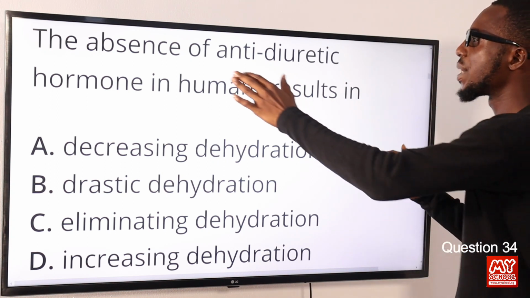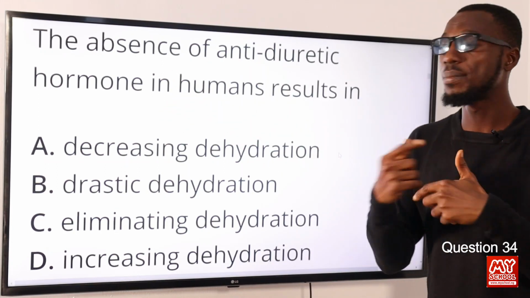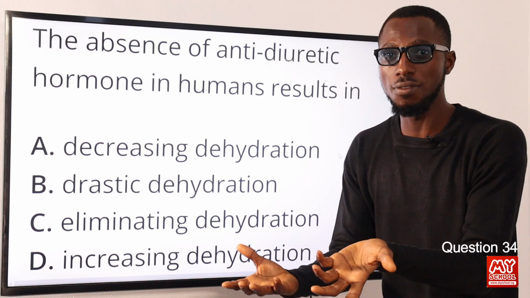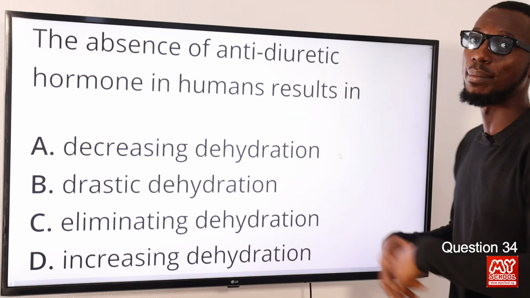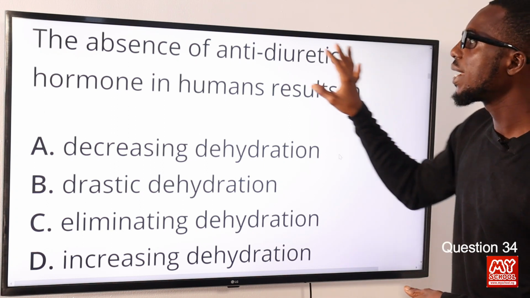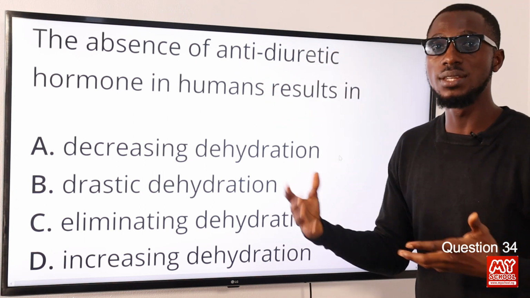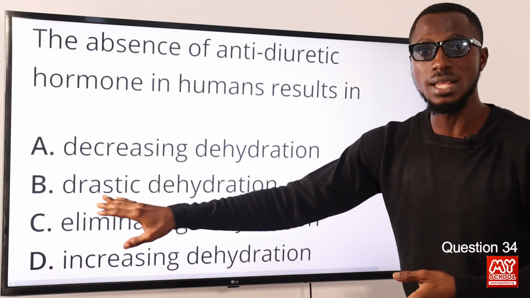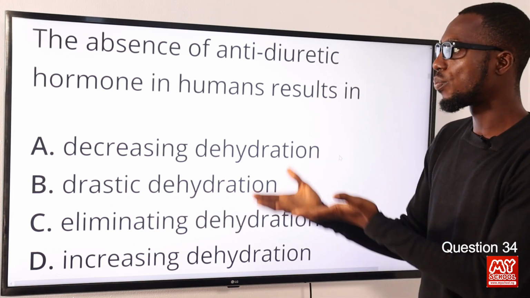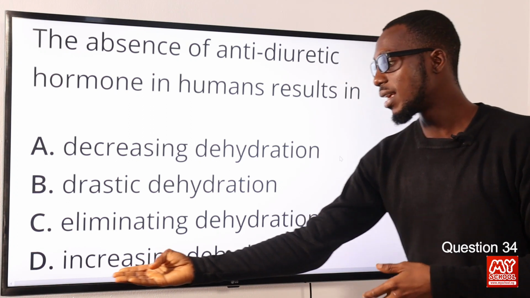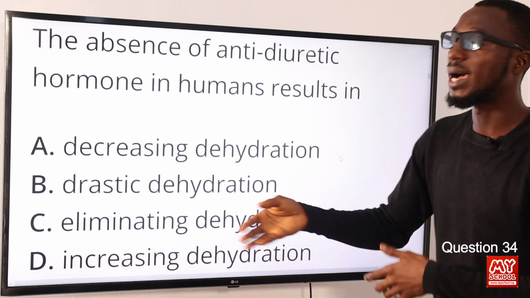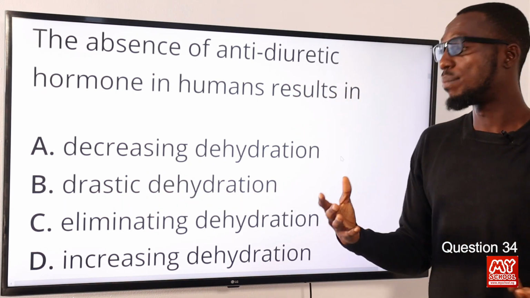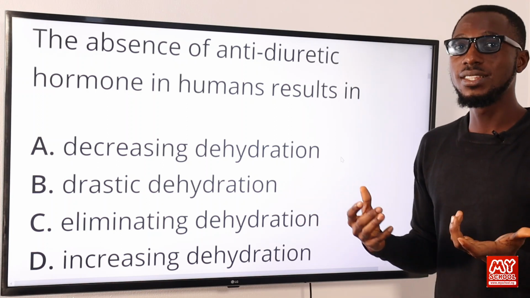When there is presence of ADH, it does something contrary to diuresis. If diuresis is about production of a large quantity of urine, that is loss of water, antidiuretic is about controlling the loss of water. So when there is absence of this, the body keeps on losing water, and what I can refer to is increasing dehydration. When there is absence of it, there's a continual increase in dehydration, which can possibly lead to drastic dehydration when there is no medication or corrective measure. So I present to you option D with dehydration.